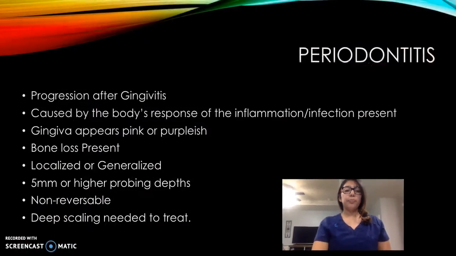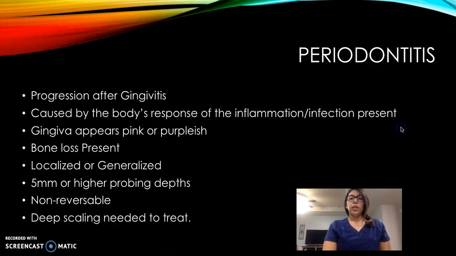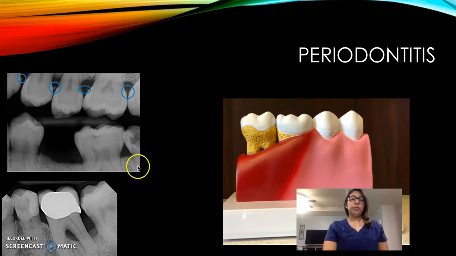The only thing with periodontitis is that any bone loss that is present cannot be grown back, meaning that periodontitis is irreversible. All we can do is stop it from getting any worse. So this right here, I'm going to show you some examples of radiographs. In this first radiograph, we see that the bone loss is not severe, but it is present.